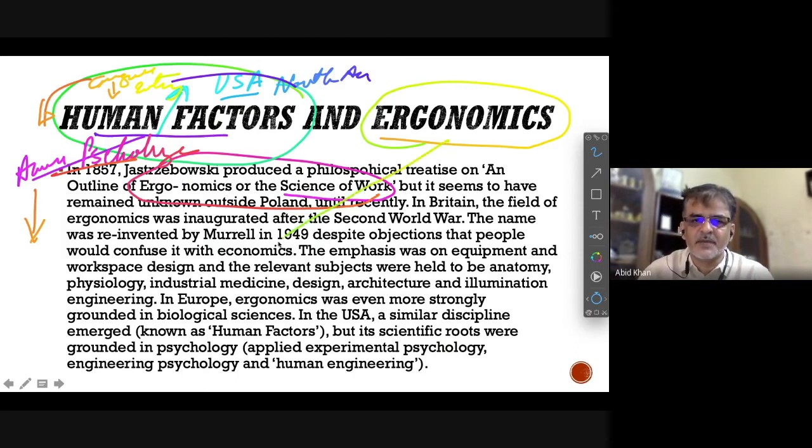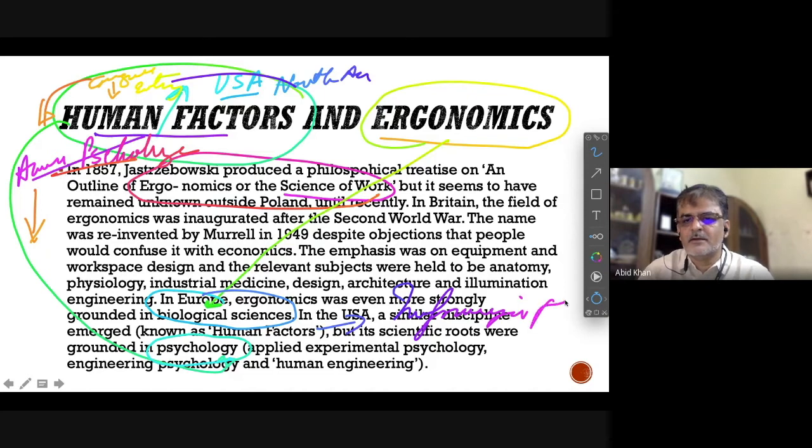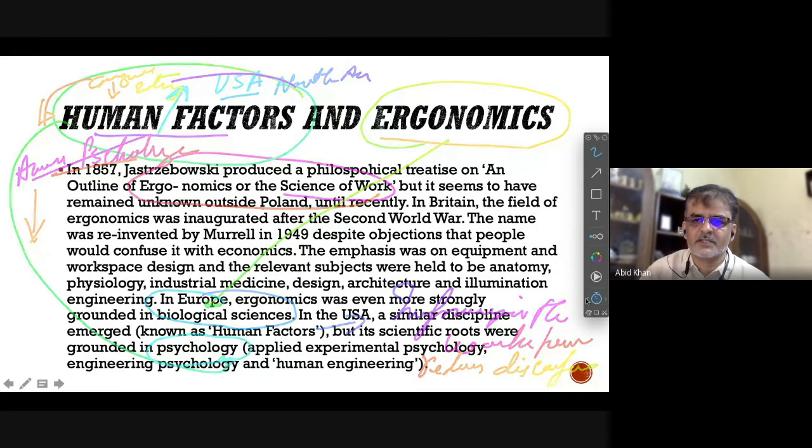Ergonomics originated with the biological sciences. Human factors originated with the psychology or cognitive sciences. But both had the main concern of improving the work performance with reduced discomfort, so that would result in a lesser number of injuries at the workplace.